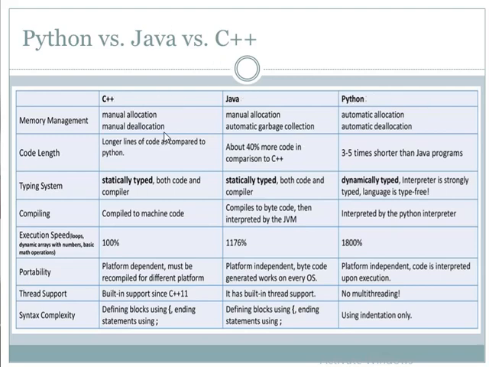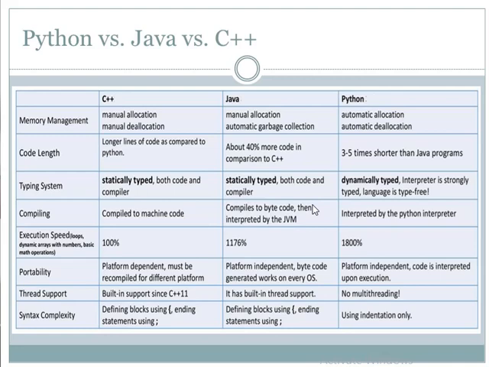In C++, the typing system is statically typed, both code and compiler. In Java also, same as C++, it is statically typed, both code and compiler. But in Python, it is dynamically typed, the language is type free, and the interpreter is strongly typed. In compiling, C++ is compiled to machine code, Java compiles to byte code, which is then interpreted by the JVM, that is Java Virtual Machine. But in Python, it will be interpreted by the Python interpreter.